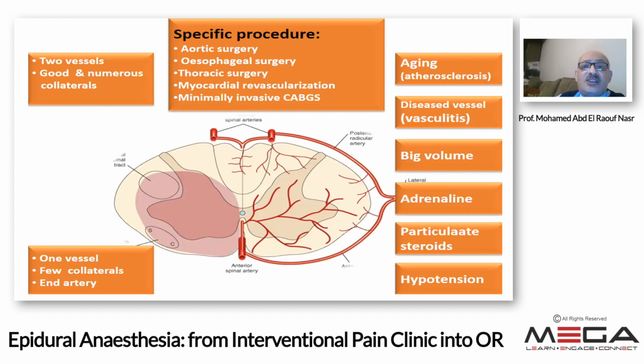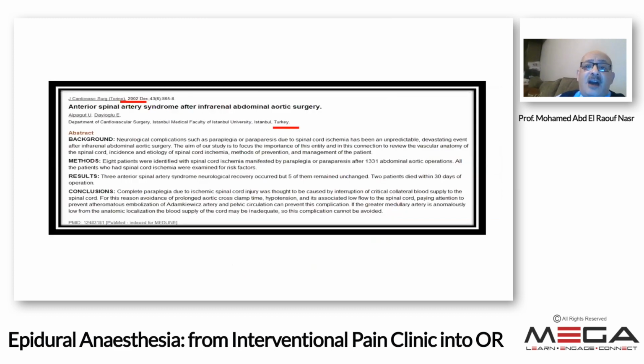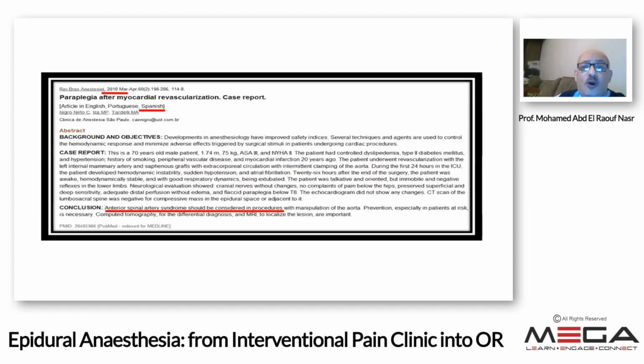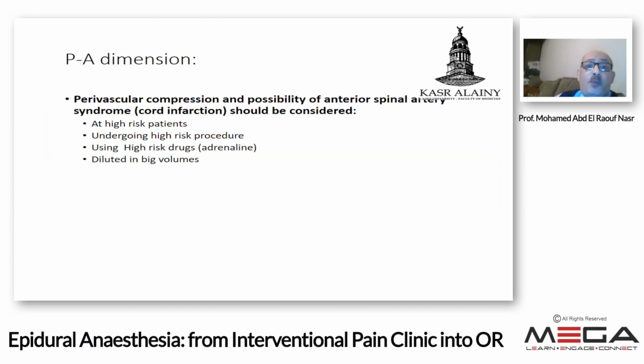Some particular surgeries are associated with a high risk of anterior spinal artery syndrome, like aortic surgery, esophageal surgery, thoracic surgery, myocardial revascularization, and CABG. And here are publications showing this high incidence in all susceptible surgery. So personally, I say that we should consider the perivascular compression. We should avoid that. It can occur in a high-risk patient undergoing a high-risk procedure using high-risk drugs, I mean adrenaline, which I never use in epidural drugs, and big volume if injected.